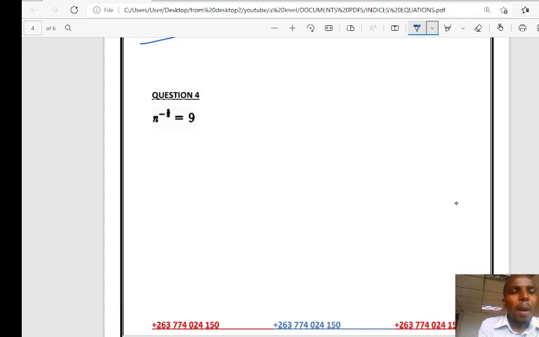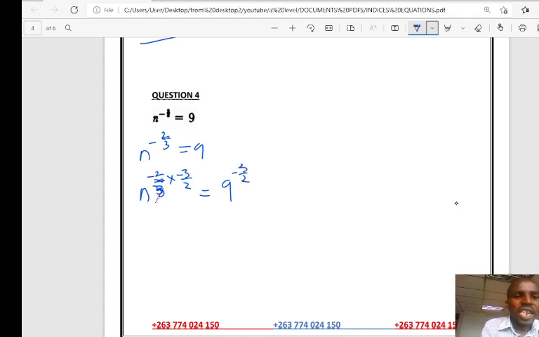Next, question number 4. n to the power minus 2 over 3 is equal to 9. Then the number here, the opposite of this one, is actually minus 3 over 2. So I say n to the power minus 2 over 3 times minus 3 over 2. Then raise both sides to the power minus 3 over 2. The 3 cancels, the 2 cancels, the minus cancels out. It will be n is equal to 9 to the power minus 3 over 2.